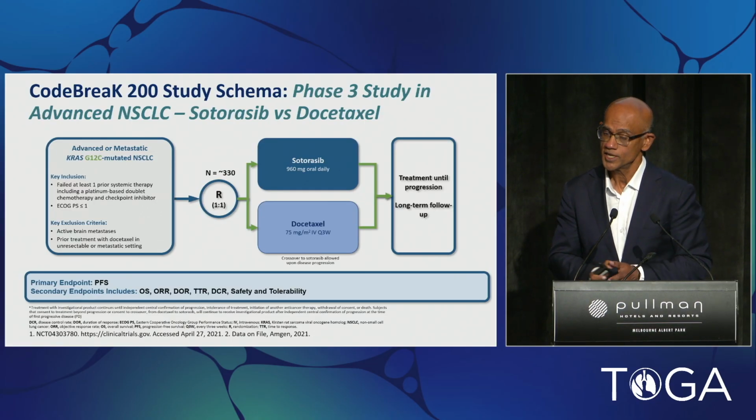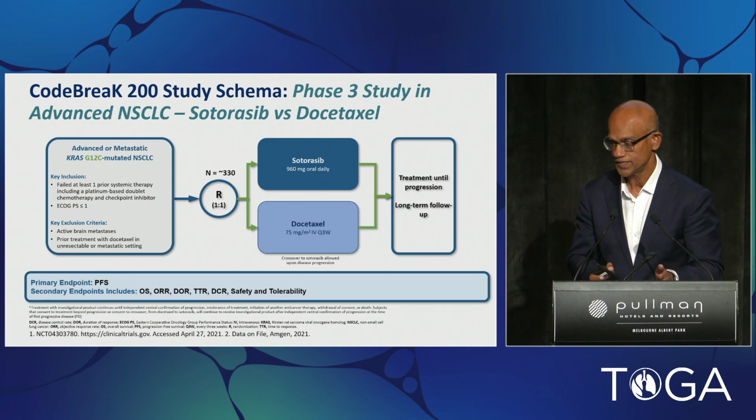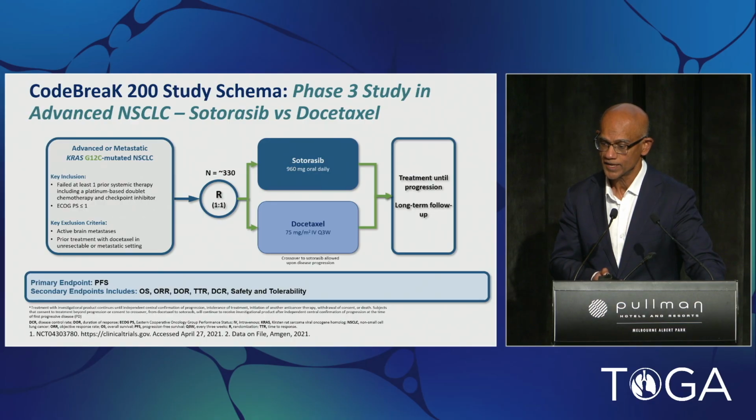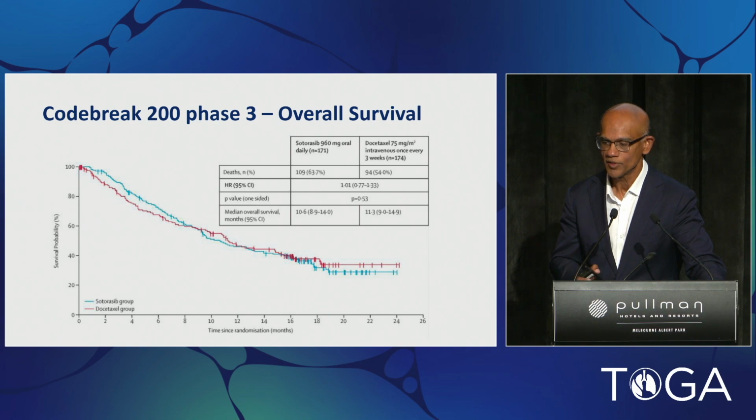So the first generation inhibitors have been tested in phase 3 trials against the standard of care docetaxel, which we heard was a tough bar to overcome. Sotorasib in the CodeBreak 200 study. The study was positive for its primary endpoint of progression-free survival. It did beat docetaxel with a hazard ratio of 0.66. But I think people were a little bit disappointed with this result because there was only just over a month improvement in progression-free survival. And in overall survival, there wasn't a difference.